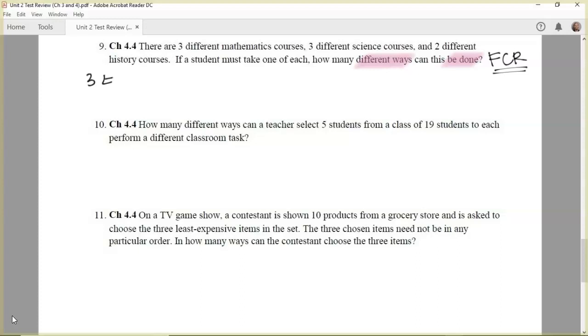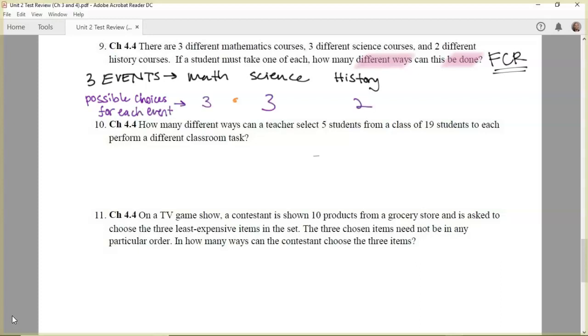So this particular problem, I know I can use the fundamental counting rule because essentially I have 3 different events that are non-overlapping. I have to take 1 math course, 1 science course, and 1 history course. And so those are my 3 different events: math, science, and history. And then within each event, I have certain possible choices. So there's 3 math courses I can take, 3 science courses I can take, and 2 history courses.